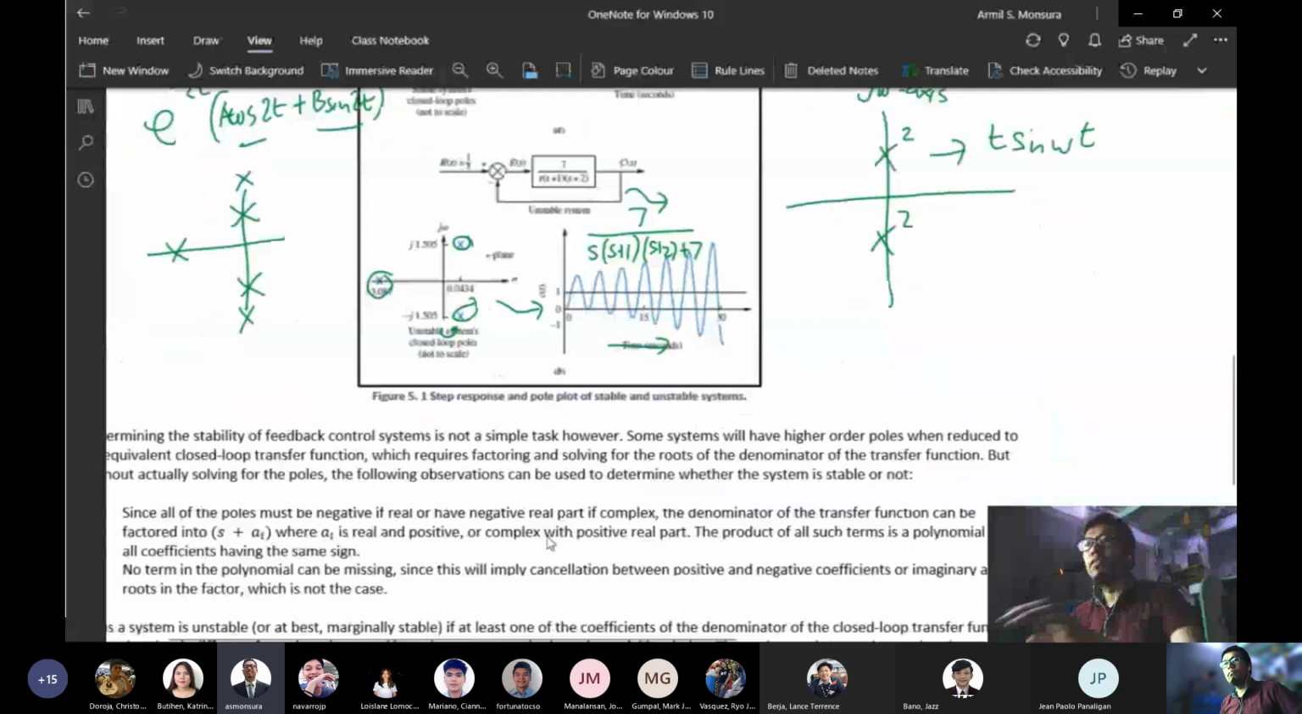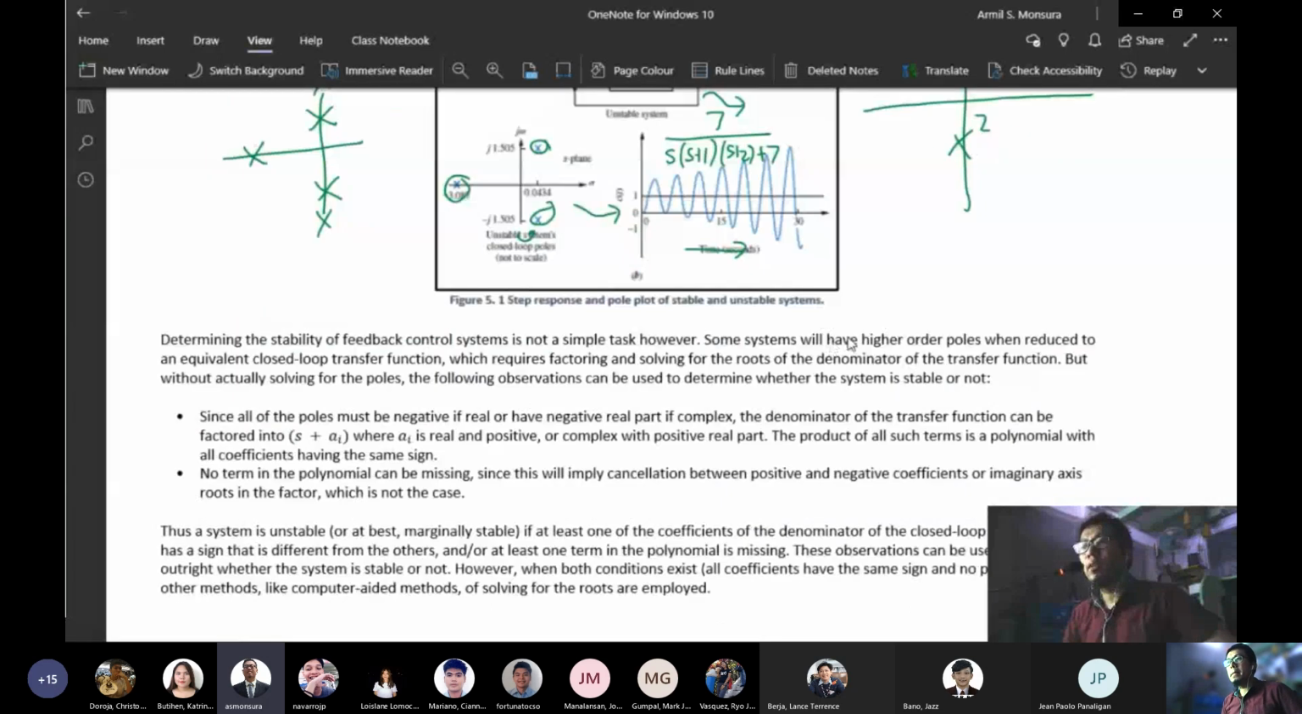Now, determining the stability of feedback control systems is not a simple task, however. Some systems will have higher ordered polynomials when reduced to an equivalent closed-loop transfer function, which requires factoring and solving for the roots of the denominator of the transfer function. But for us, in the presence of computing tools such as MATLAB and Octave, actually, this is not too difficult for us anymore.